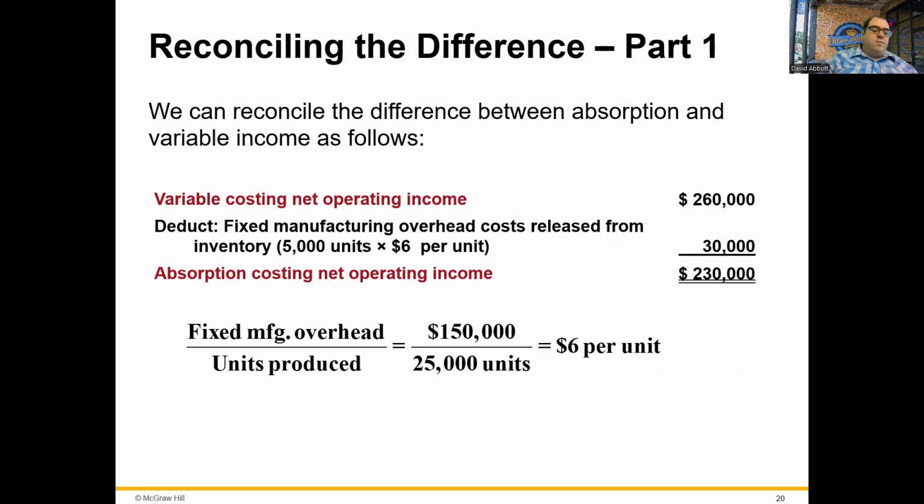So if we want to compare both methods, we see that the difference in net operating income between the two methods, which is the 30,000, can be reconciled by multiplying the number of units in beginning inventory, which is the 5,000 units, by the fixed manufacturing overhead per unit, which is $6, that is released from the beginning inventory under absorption costing.